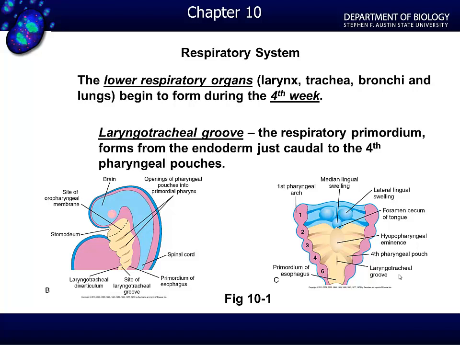Now let's watch a video that's going to, again, give us orientation and a perspective of where exactly this is happening in the embryo.